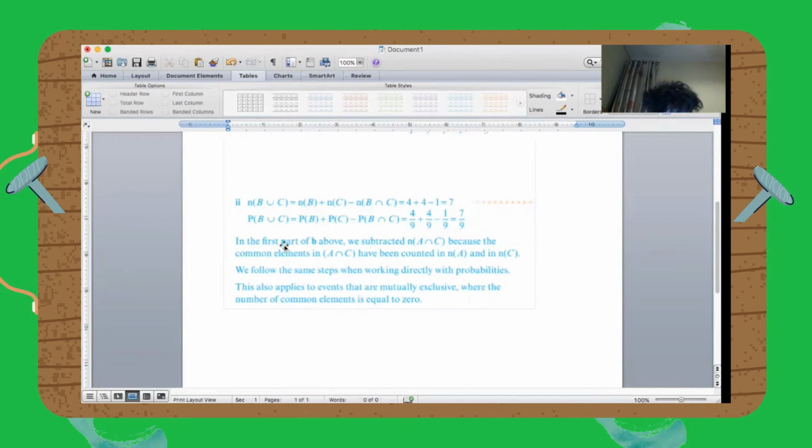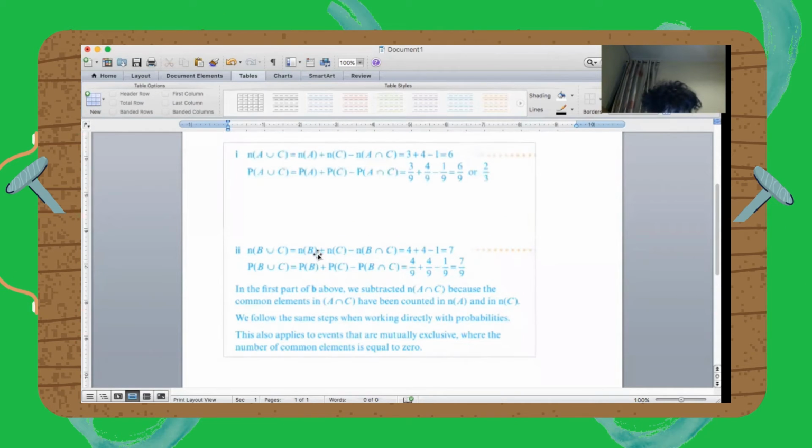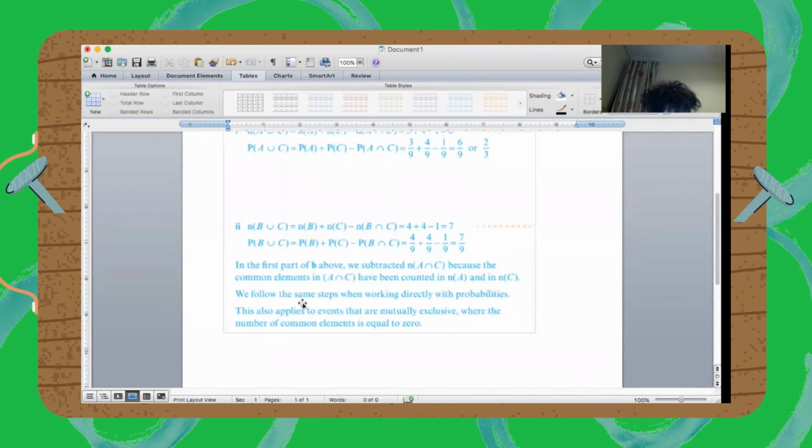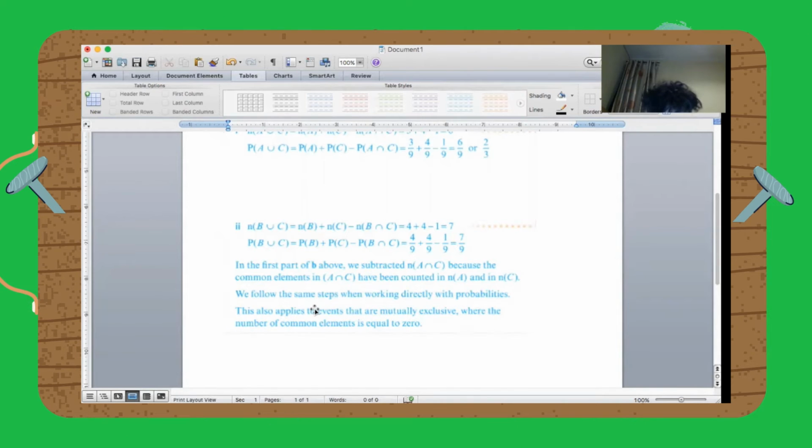So we can read here in the first part of B above, we subtracted A intersect C. It's because the common elements in A intersect C have been counted in NA and in NC. We follow the same steps when working directly with probabilities. This also applies to events that are mutually exclusive, where the number of elements is equal to 0.